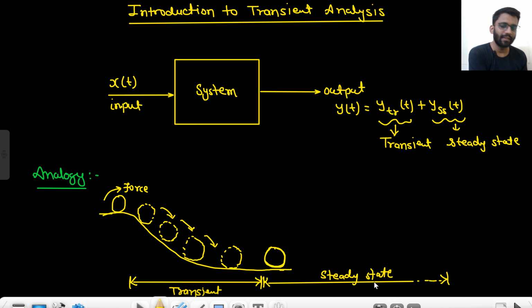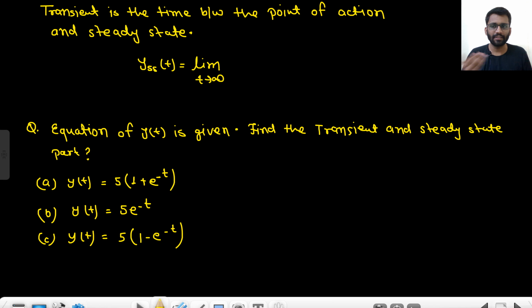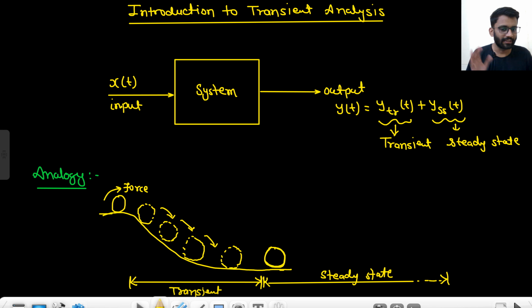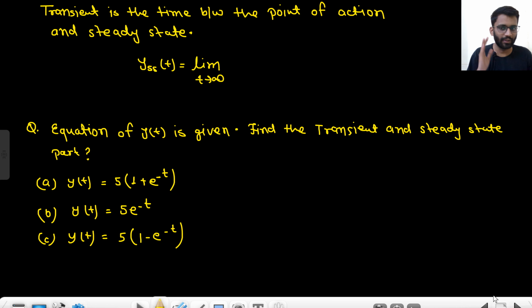So did you understand? I just gave it a force, then it is just traveling. It is not giving a steady state value, it is not getting stabilized at a certain point, so it is moving currently. So this time is called transient time, and when there is a steady state, that position is called steady state. We will see examples. So what is transient? Transient is the time between the point of action and steady state. We will see by the examples, you will understand more.